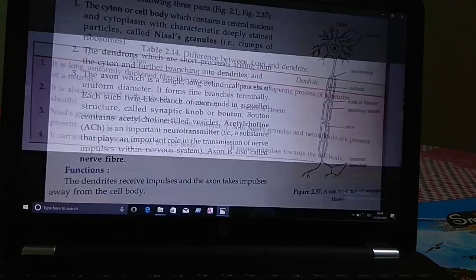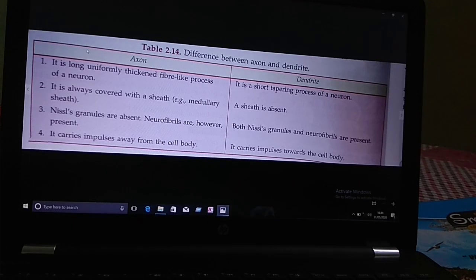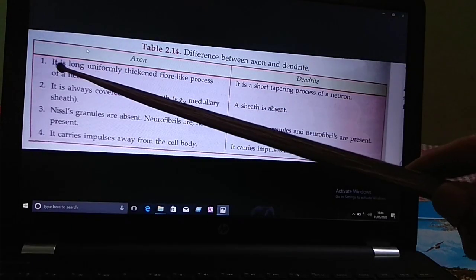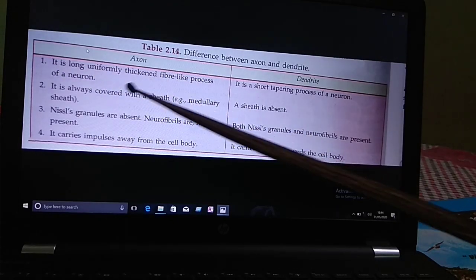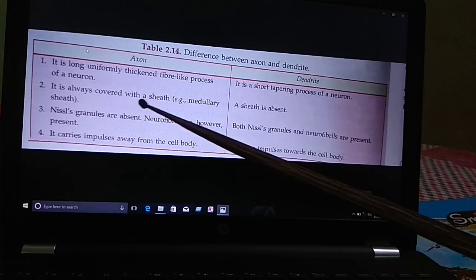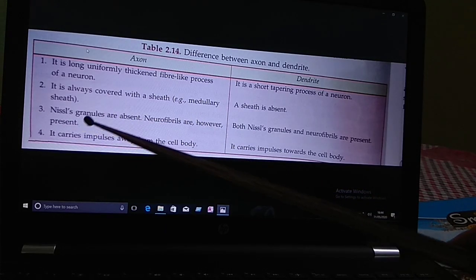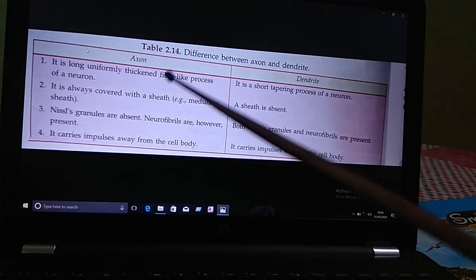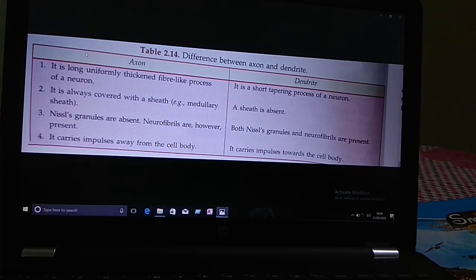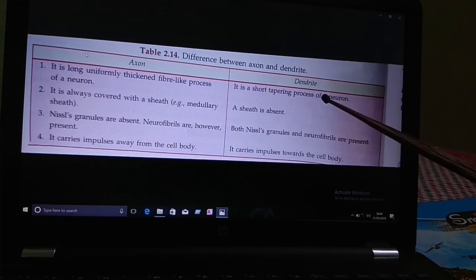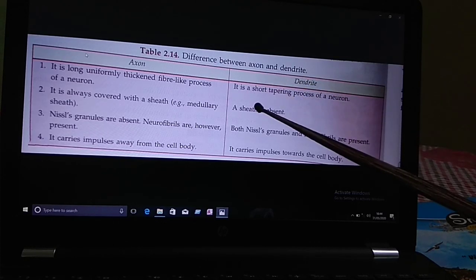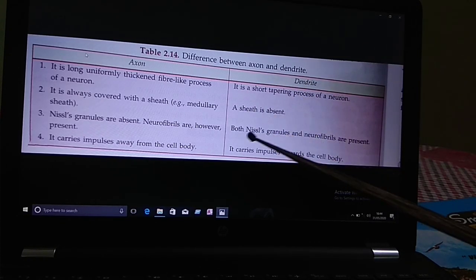So children, here are the differences between axon and dendrite. First, axon: it is a long, uniformly thick, fiber-like process of a neuron. It is always covered with a sheath, so it carries impulses away from the cell body. Next, dendrite: it is a short, tapering process of a neuron. A sheath is absent. It carries impulses towards the cell body.